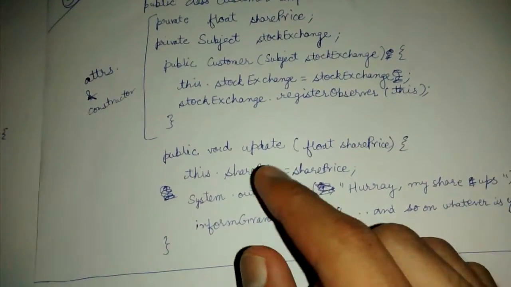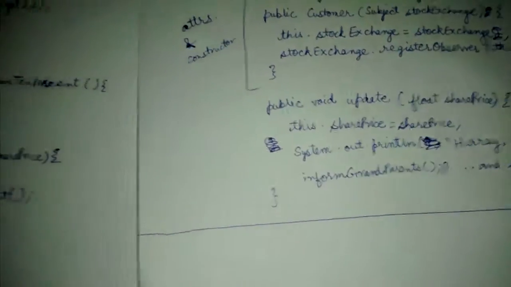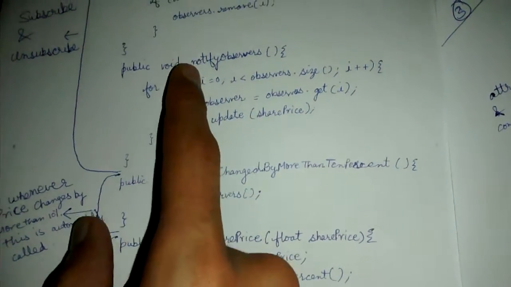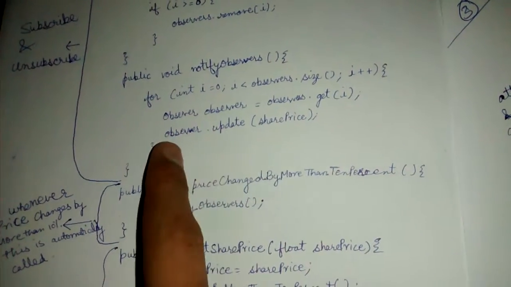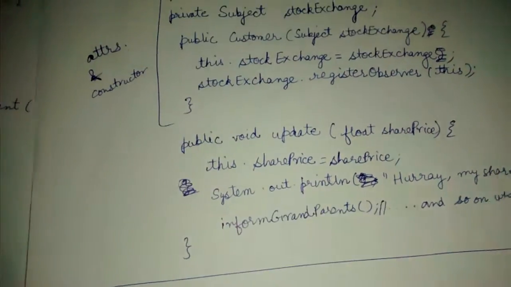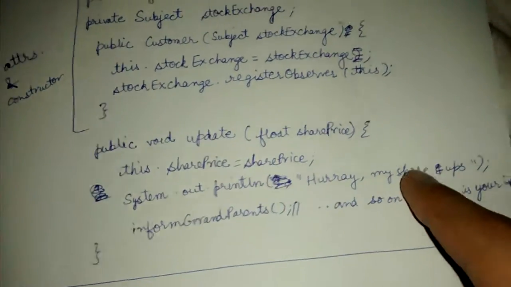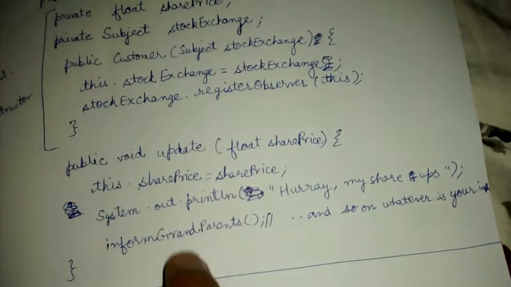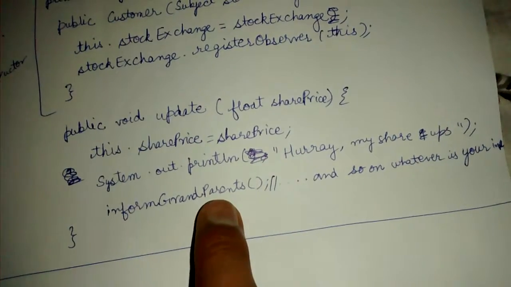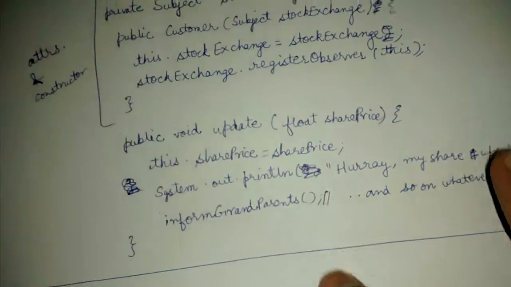Once it is registered, here is its update method, which will be called by the subject. So whenever we want to notify the observers, we will call their update method. So observer.update share price, and whenever this update method is called, first thing we do is we update our attribute share price. This is done, and then we print, hooray, my shares is up. So share price is increasing. This is printing this, and we are calling a method inform grandparents. So I'm trying to inform my grandparents that the share price is increased.